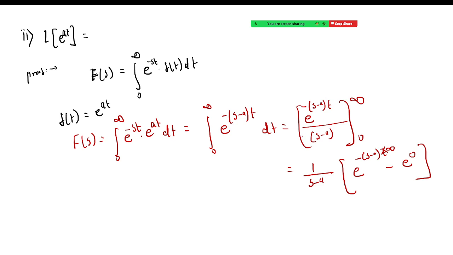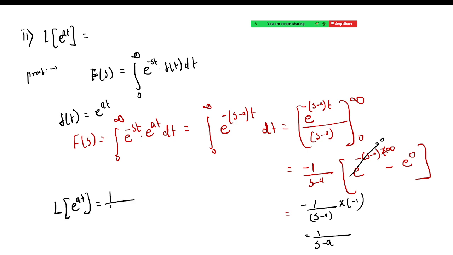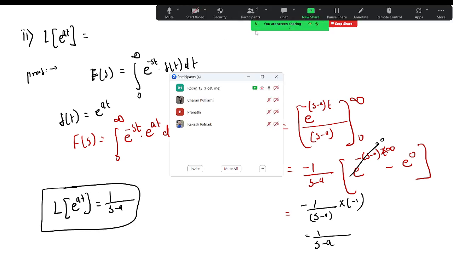Fine. And here there will be a minus sign. So finally this will become equal to, this will become 0. So minus 1 upon s minus a multiplied with minus 1. So that is equal to 1 upon s minus a. So finally we have got the Laplace of e to the power at that is equal to 1 upon s minus a. I hope these things are clear to all of you, right?